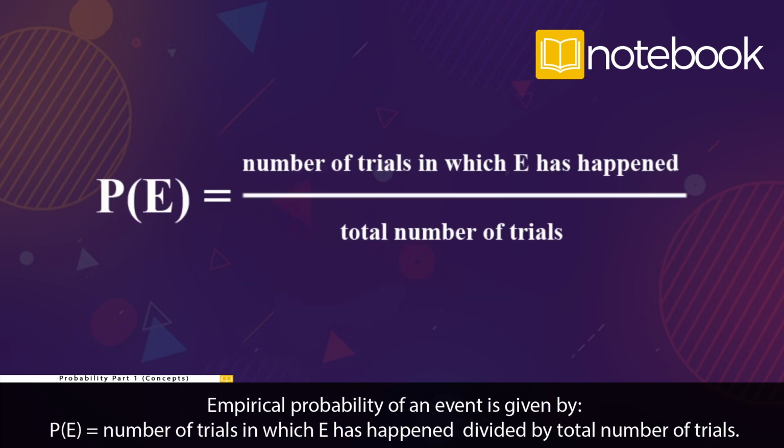Empirical probability of an event is given by P(E) is equal to number of trials in which E has happened divided by total number of trials.